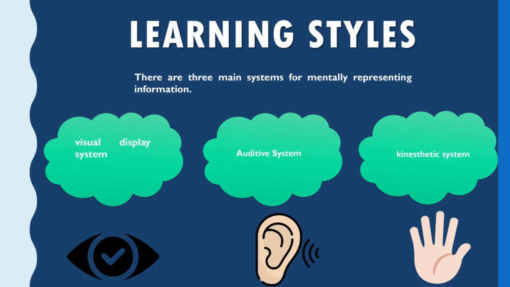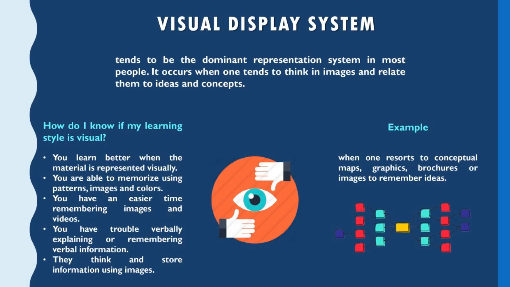The learning styles. There are three main systems for mentally representing information. The first is the visual system, the next is the auditory system, and finally the kinesthetic system. The visual system tends to be the dominant representation system in most people. It occurs when one tends to think in images and relate them to ideas and concepts.